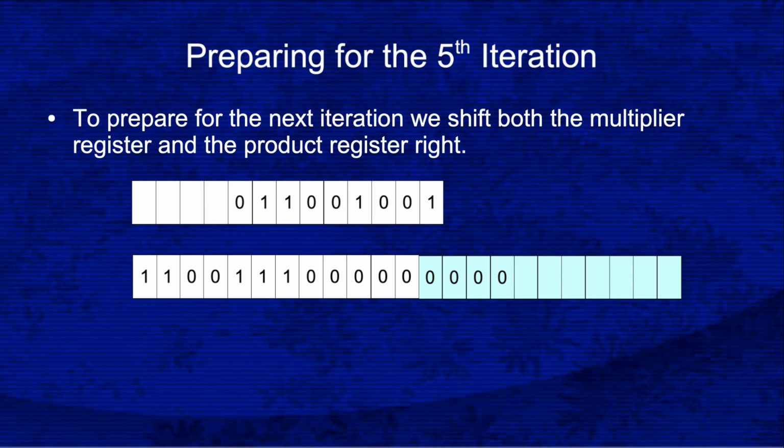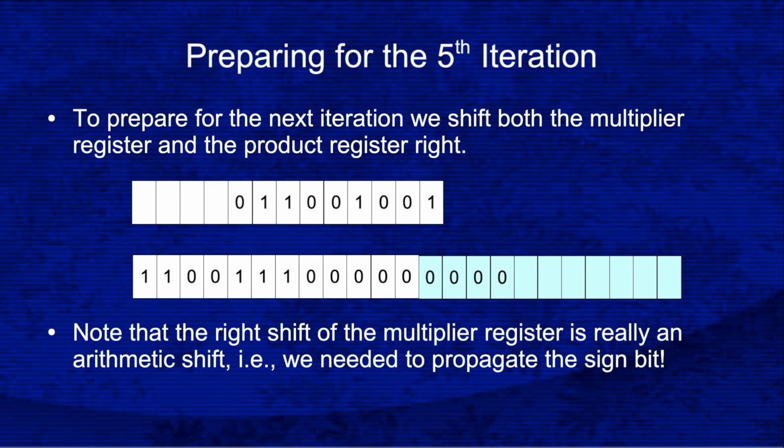Again, to prepare for the next iteration of Booth's method, we shift both the product register and the multiplier value right by 1 bit. Note that because the product register holds a negative value, we must perform an arithmetic right shift. That is, we don't shift a 0 into the most significant bit of the product register. We propagate the sign bit, which in this case is 1. This was also true for the previous iterations when the sign bit of the product register was 0.